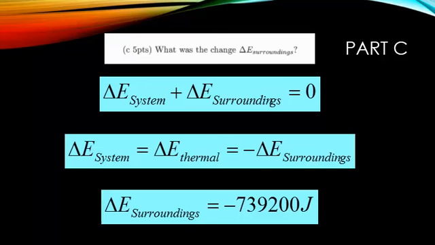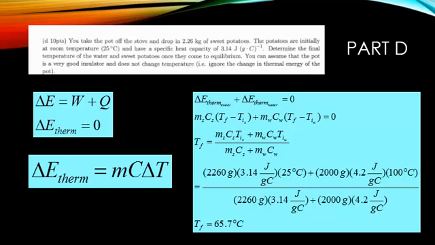Part D states, you take the pot off of the stove and drop it in 2.26 kilograms of sweet potatoes. The potatoes are initially at room temperature, 25 degrees Celsius, and have a specific heat capacity of 3.14 joules per gram Celsius. Determine the final temperature of the water and the sweet potatoes once they come to equilibrium. You can assume that the pot is a very good insulator and does not change temperature.